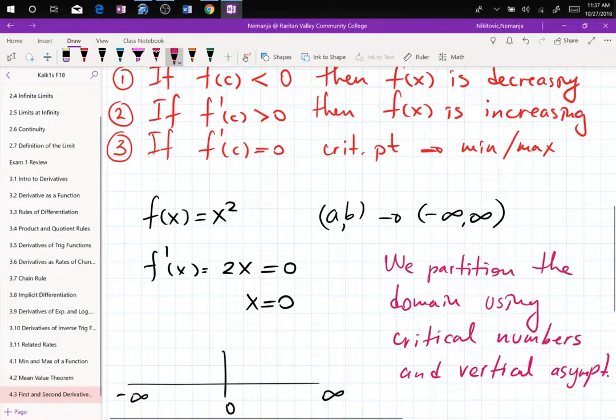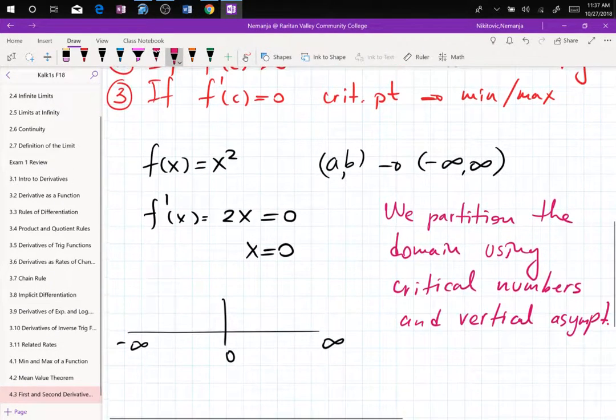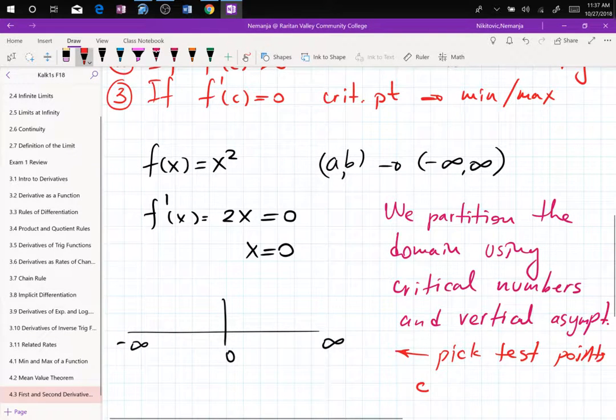So this is what we do. Now we have no vertical asymptotes for x squared, and we only have one critical number, which is 0. So now, when we do the partitioning, pick test points, one in each region.